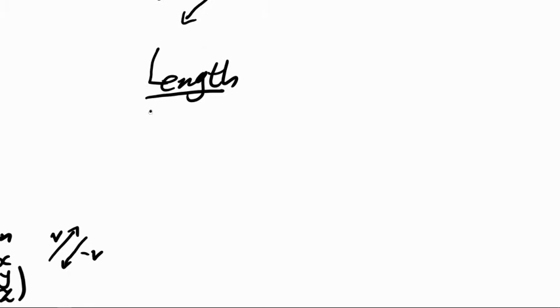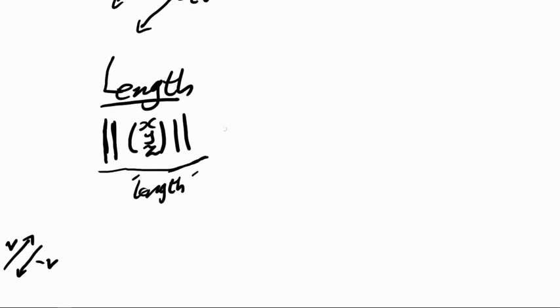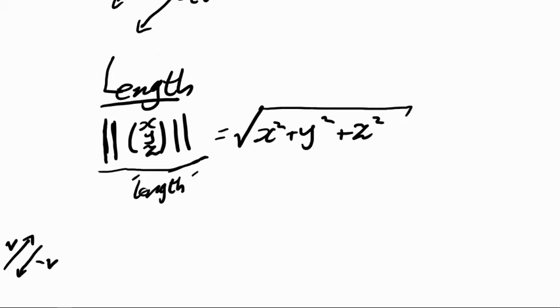So we write the length with a sort of double bar each side of the vector. This expression here means length. And the way we calculate it is the square root of x squared plus y squared plus z squared.